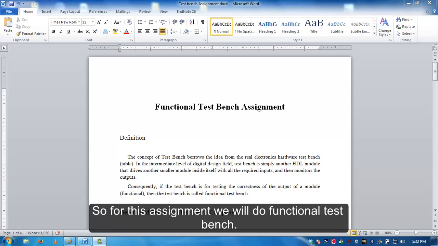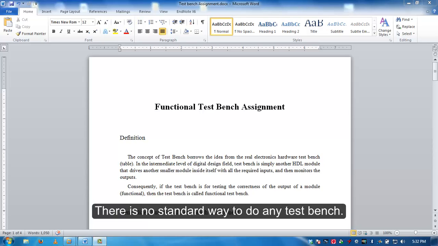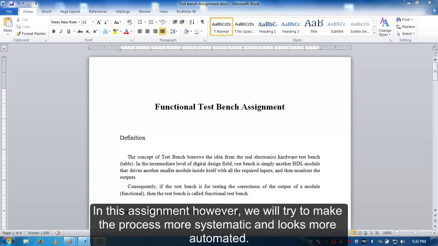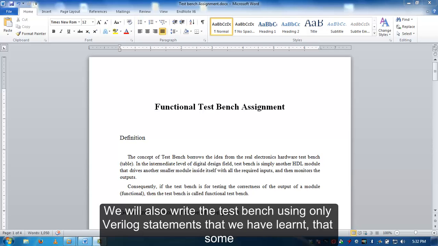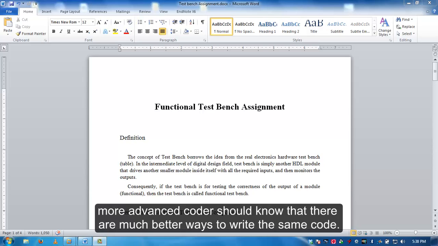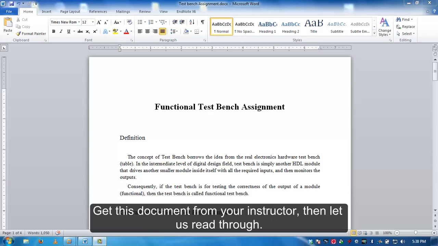So for this assignment, we will do functional test bench. There is no standard way to do any test bench. In this assignment, however, we will try to make the process more systematic and look more automated. We will also write the test bench using only Verilog statements that we have learned, though some more advanced coders should know that there are much better ways to write the same code. Get this document from your instructor, then let us read through.